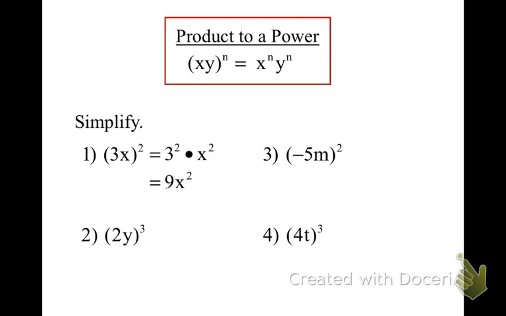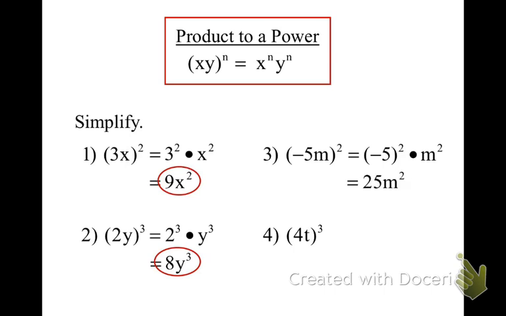All right. So the first one is going to be 2 to the third and y to the third, which would be 8y to the third. Now, in the next one, you've got to be really careful here because since the negative is inside, it gets squared. Everything inside the parenthesis gets squared. It would be negative times negative, 5 squared, which is 25. Negative times negative is a positive, and m squared. Or you can do negative 5 times negative 5, which is positive 25m squared. And then the last one would be 4 cubed, which is 64t cubed.